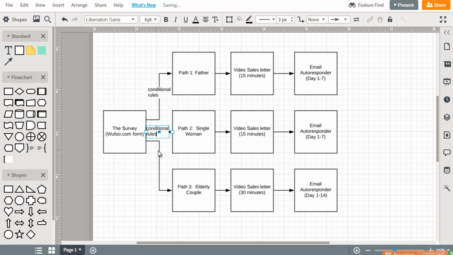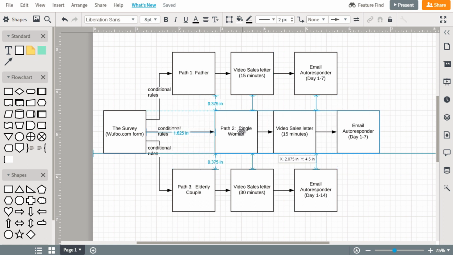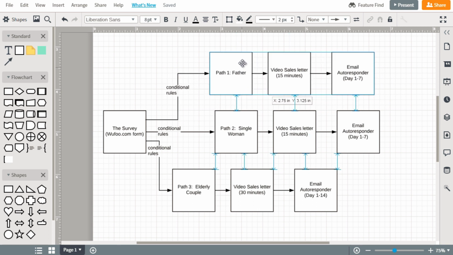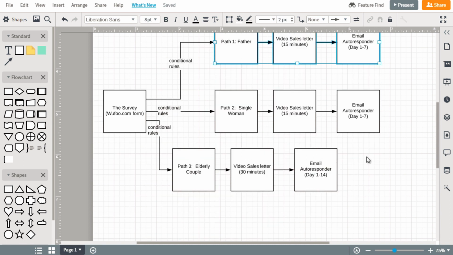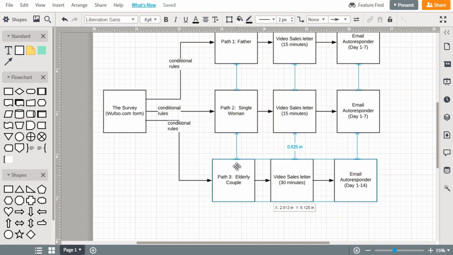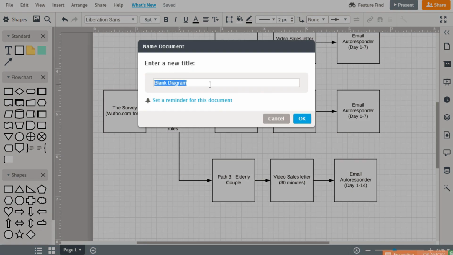So we'll write that here, we'll write that here, and we'll write that here. So there will be conditional rules here, here, and here. I'm going to move this a little bit over here so it's a little bit easier. And I don't know if you noticed this, but as I'm moving it, it locks into place. And I like that about Lucidchart, it makes it really easy and organized. And we can name this. Click OK.